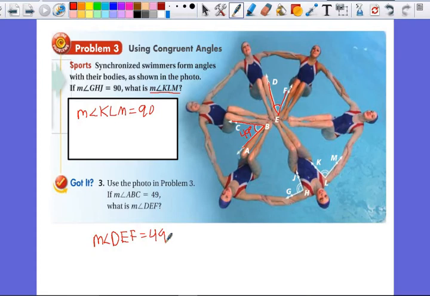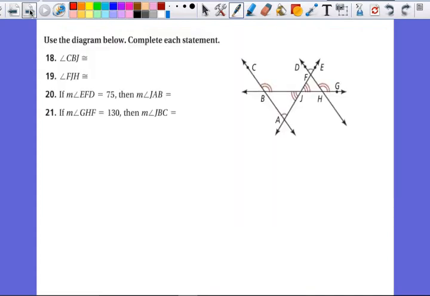Now, don't automatically assume every angle in this world is going to be equal if they ask it, because it's not going to be that way. It's just that's the way we're starting off right now, okay? So, go ahead and answer these 4 questions, pause it, and then we'll go on from there.